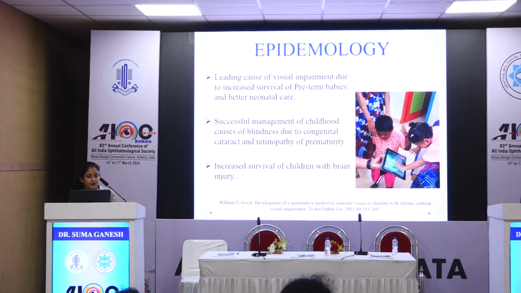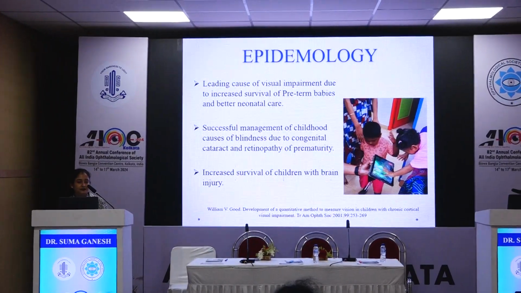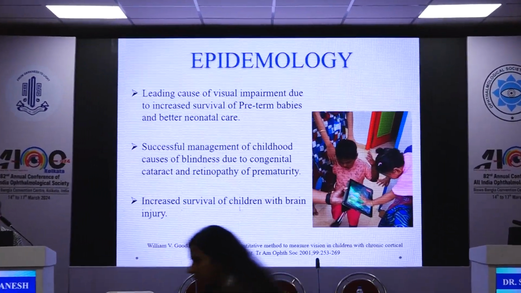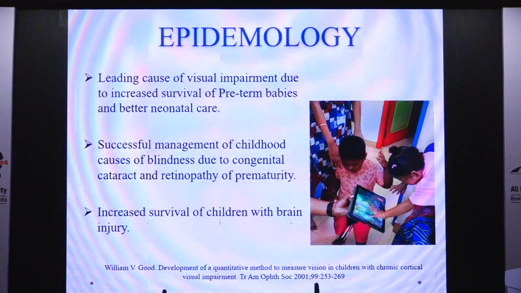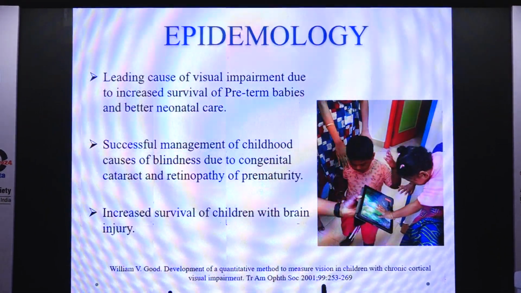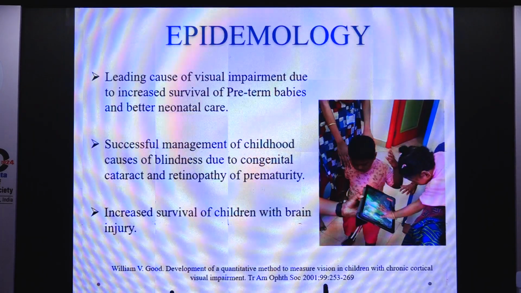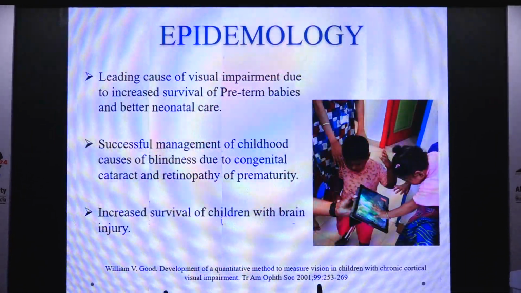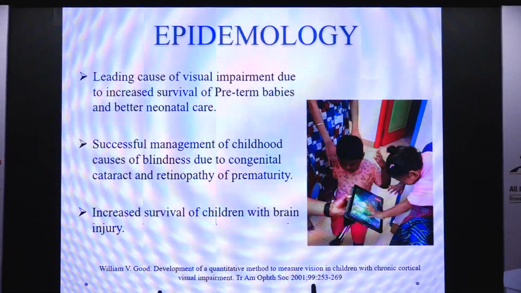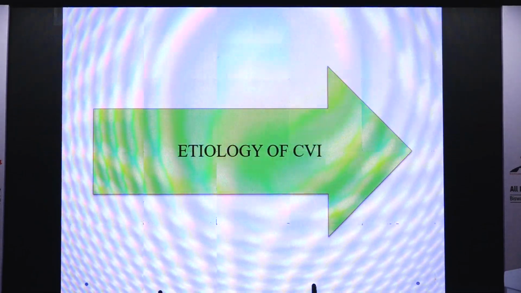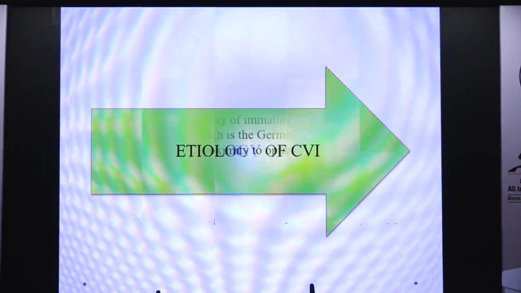Now, coming to the epidemiology, it is one of the leading causes of visual impairment due to increased survival of preterm babies and better neonatal care. Successful management of childhood causes of blindness due to congenital cataract and retinopathy of prematurity and increased survival of children with brain injury has resulted in a rise in such cases. Now, coming to the main topic, etiology of CVI.